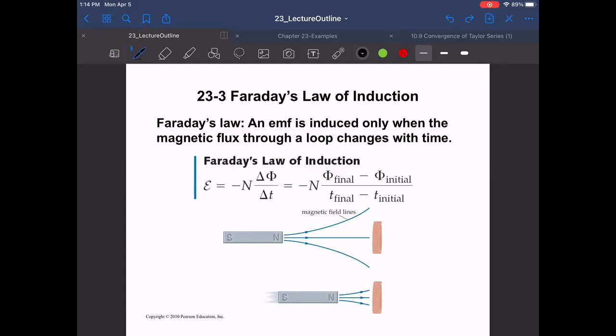Faraday's law basically tells us that the EMF produced is equal to essentially the rate of change of the flux, or the negative rate of change of the flux. And I will explain that negative in just a few minutes here. So an EMF is induced only when the magnetic flux through a loop changes with time.